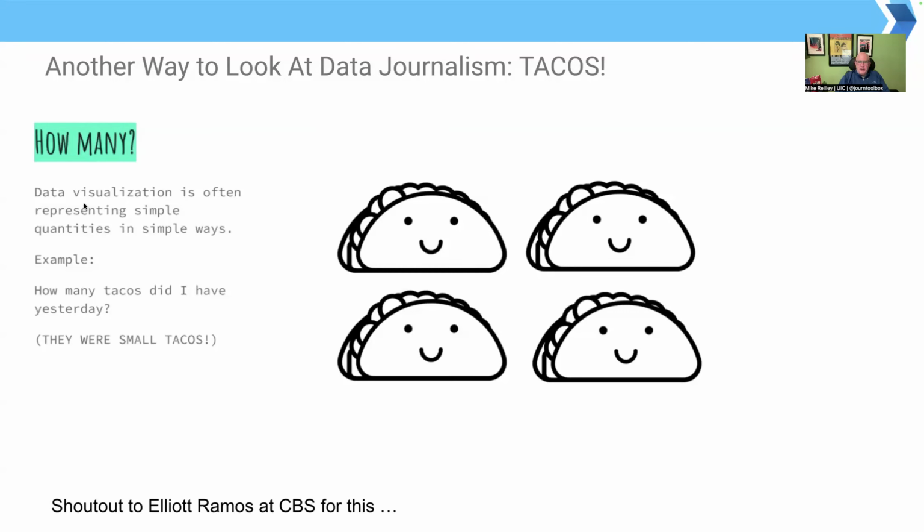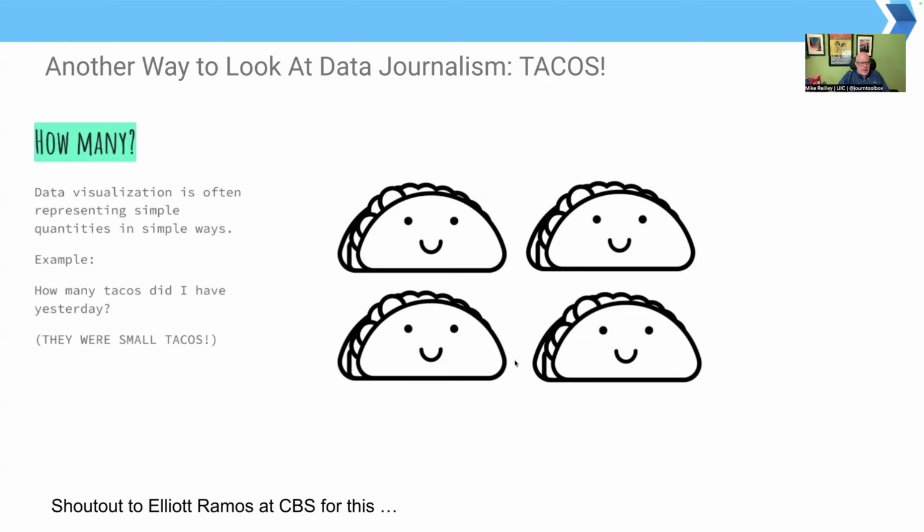These are some graphics that are actually in one of my textbooks, AI Plus, the Journalist Toolbox book, which we're not using for this class. These are graphics that Elliot Ramos, who's a data visualization guy over at CBS, has done. And I think they're just brilliant. He uses tacos, which who doesn't love tacos? Visualization is about representing simple quantities in simple ways.